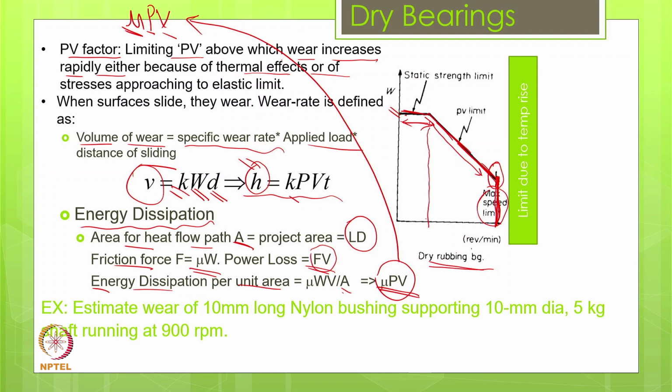Just to understand it, I'm picking up one example here. We say: estimate the wear rate of a 10 mm long bushing, 10 mm diameter, with a 5 kg shaft weight, rotating at 900 rpm.